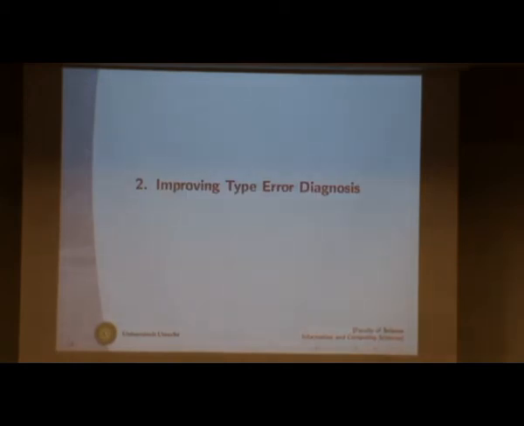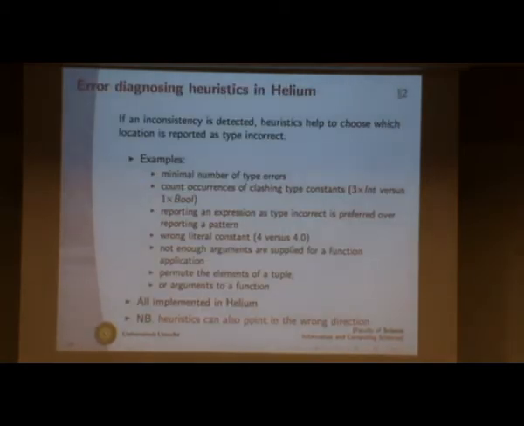So, improving type error diagnosis. There are lots of error diagnosing heuristics in Helium. The idea is that if you detect an inconsistency in some plain Haskell code, we have lots of heuristics that try to decide what is the most likely cause of the problem. Note, however, heuristics can always point you in the wrong direction.